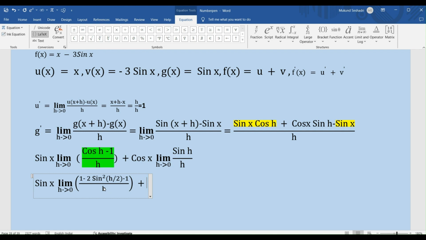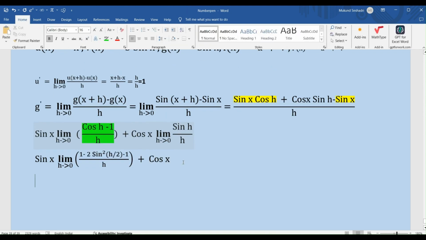The answer for this part of the expression is cos x into limit h tending to 0, sine h by h becomes cos x, right? Because sine h by h is 1, and then you have 1 into cos x. So we have solved for part 2. Now part 1 is still pending, right? So let's move to the next line.